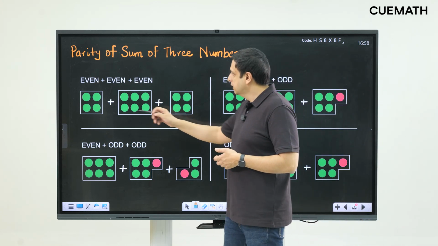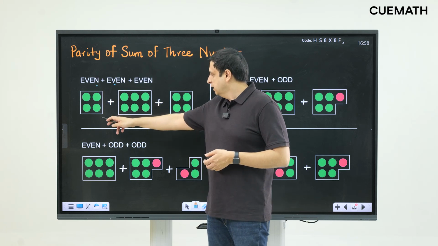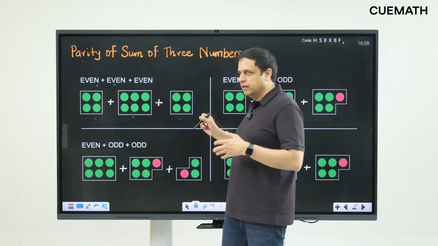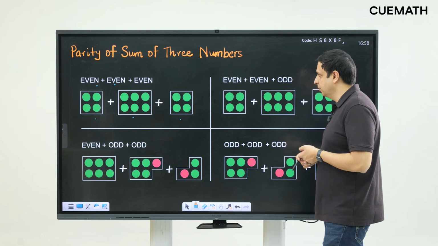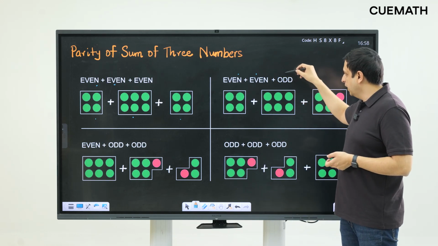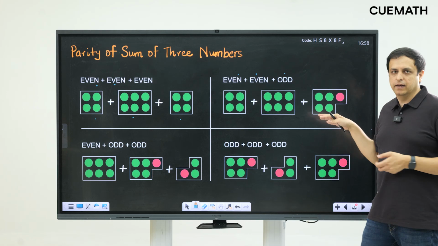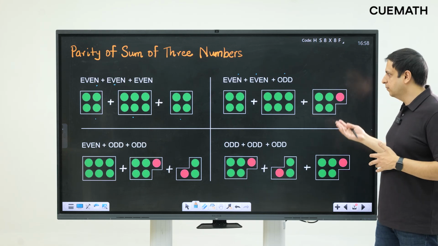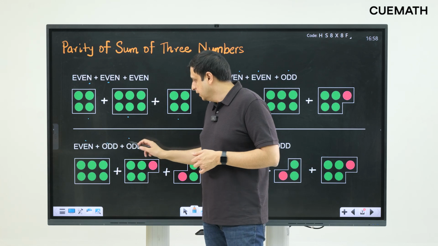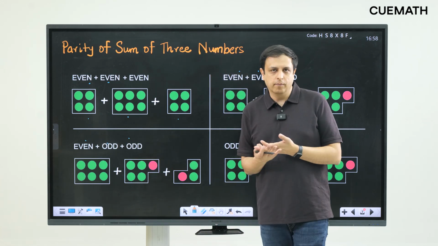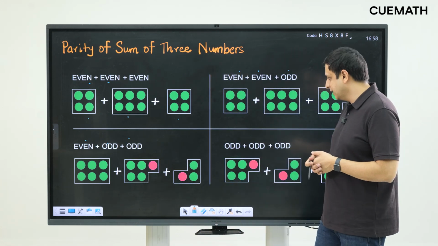So if you have three even numbers being put together, you can see that the combination will stay balanced. So the sum of three even numbers will also be an even number. But if you have two even and one odd, then the combination will be unbalanced. So two even and one odd will sum to an odd number. And if you have one even and two odd, then you can see that the model will become balanced. So you will get an even number as the outcome.